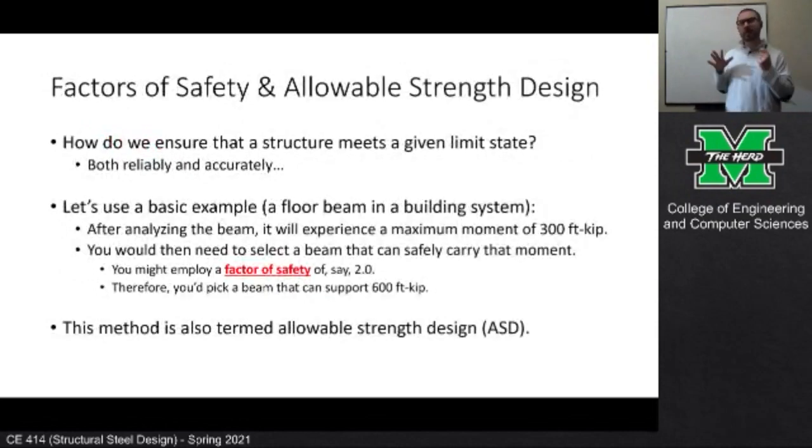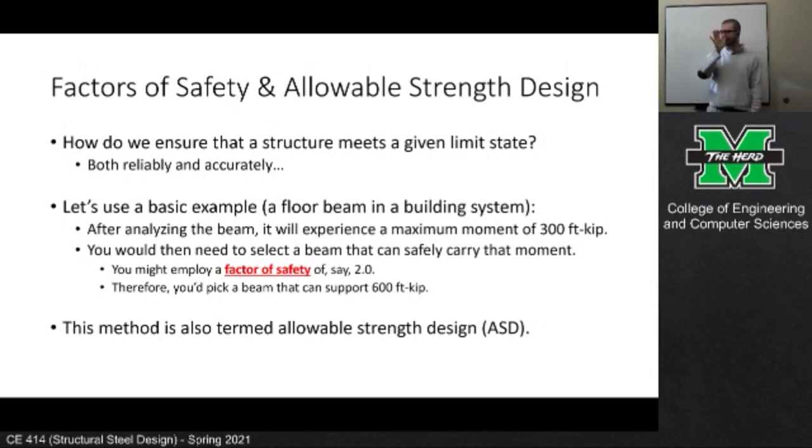So how do we ensure safety? How do we ensure that a structure meets a given limit state, both accurately and really the key word is reliably? Okay, so I want to give you a simple example of how we can do this. And there's a very fancy term for this idea. It's what's called a design philosophy.